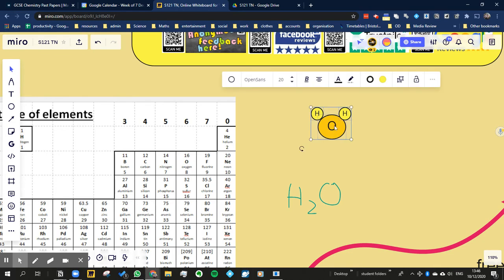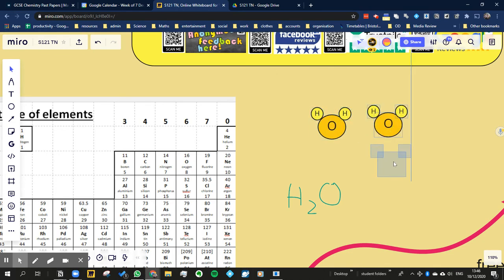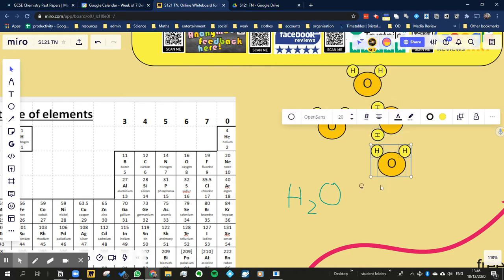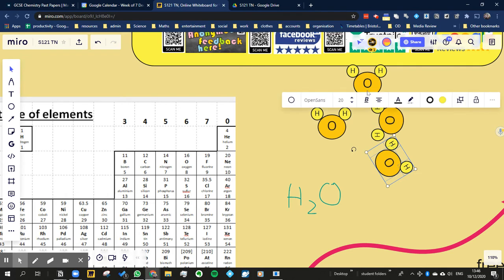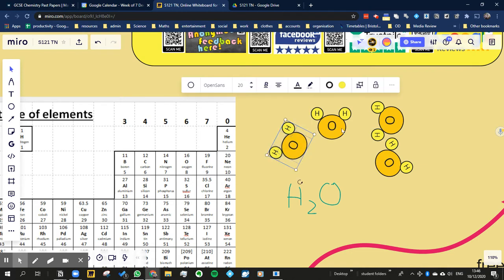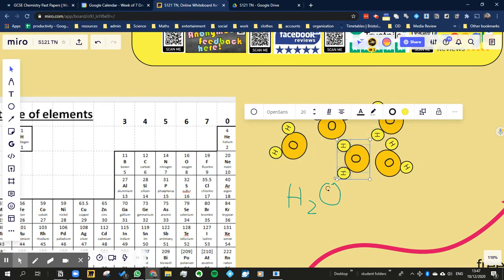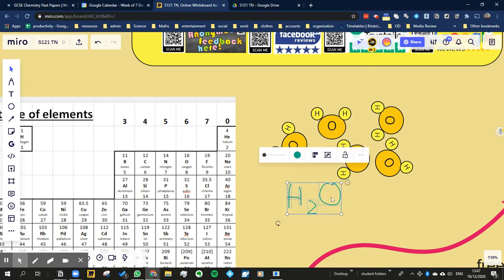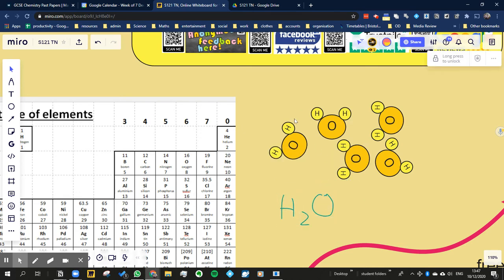And obviously a glass of water contains loads and loads of water molecules. So we can draw a few of those, and they won't all necessarily be arranged like that. They might be rotated in all sorts of different ways. But they would always be in a group like this. Each one of those is a water molecule. Okay, so this is a water molecule, and water is a compound because it's made out of more than one type of atom, and they're chemically bonded. All right, so that is water.